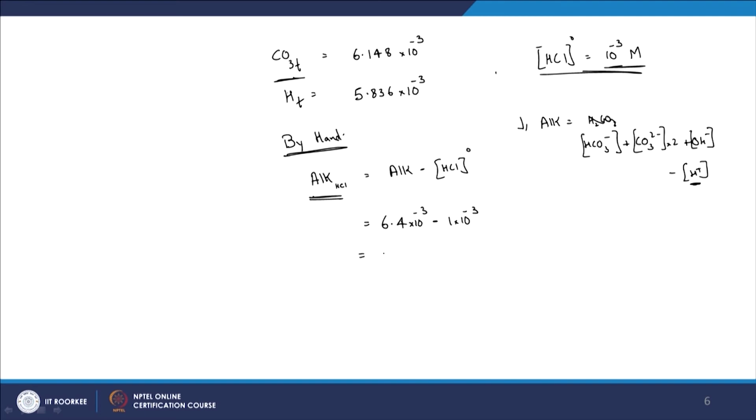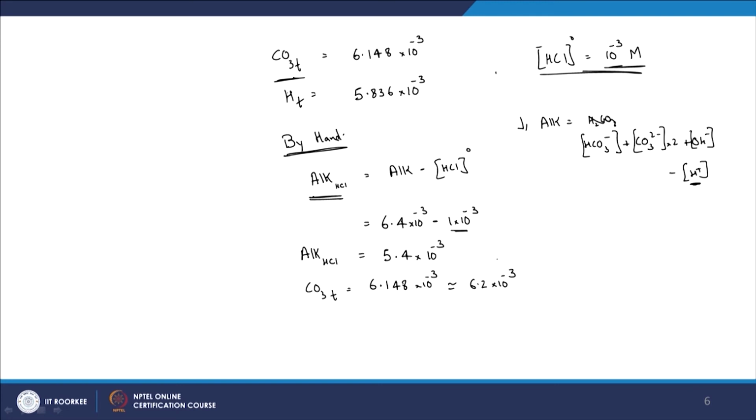So, that is equal to 5.4 into 10 power minus 3, right. That is the alkalinity for this particular case. That is going to decrease by the amount of acid you plugged in. And what else do we have? We also have CO3 total, that is given, right, and what is that equal to? CO3 total equal to 6.148 into 10 power minus 3, or let us say 6.2 into 10 power minus 3, right.